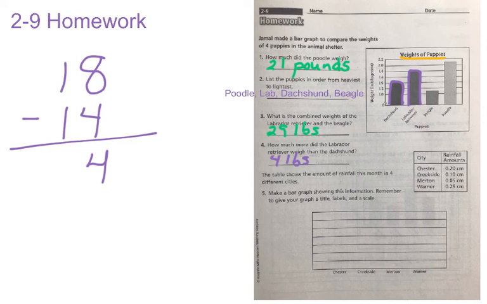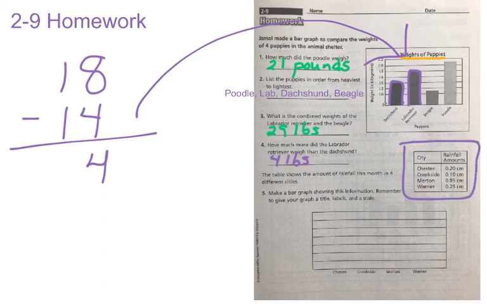Now you can see how we read the chart, interpret the data, and we can solve simple problems and simple equations using the data from this chart. Now when you look down at number 5, it says the table shows the amount of rainfall this month in 4 different cities. You can see all the information you're going to need to create your bar graph is right here. Make a bar graph showing this information. Remember to give your graph a title, labels, and a scale.